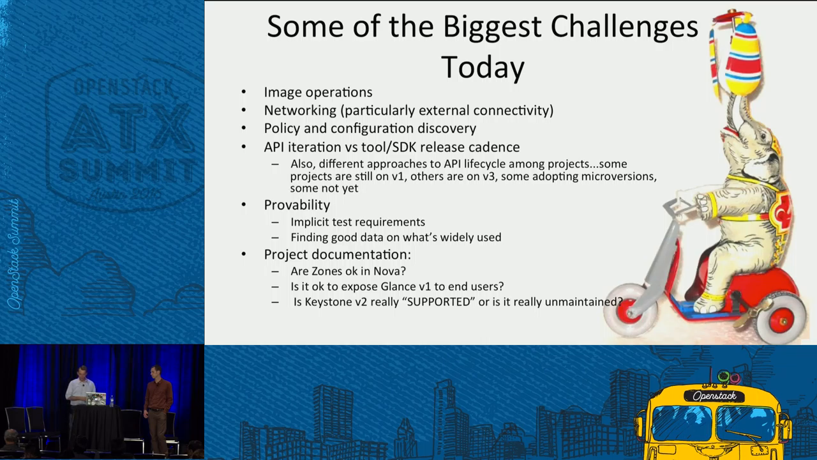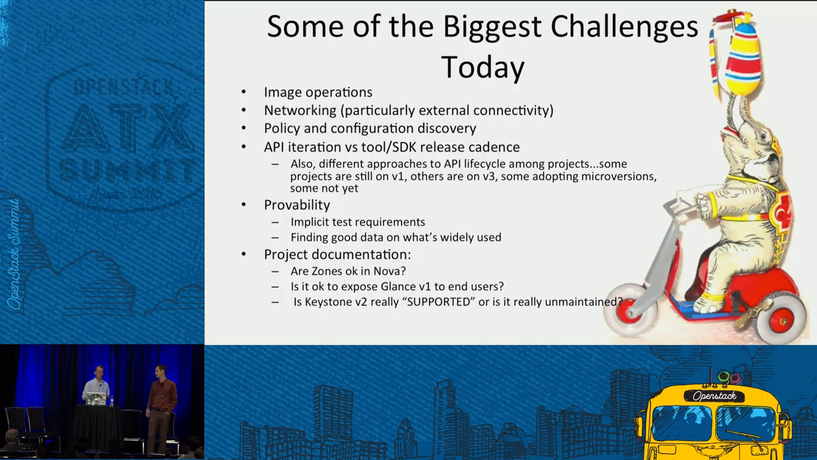Provability is an interesting point for us on the DefCore committee. We mentioned earlier that in order to get an OpenStack-powered logo, you actually have to submit test results that show that your product does all the things that the DefCore guidelines say it should do. At the end of the day, that's really a text file that you're submitting to us. So it is possible that you could fake those results. We would hope that you wouldn't, and there's actually legal consequences for doing that built into the logo contract. But it is possible for us to receive falsified data.